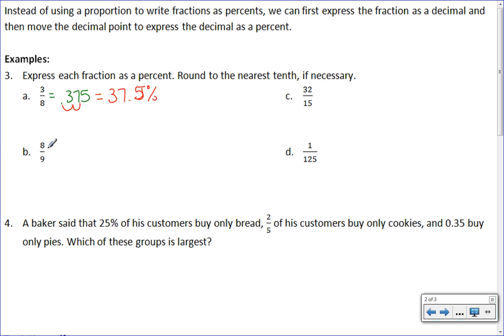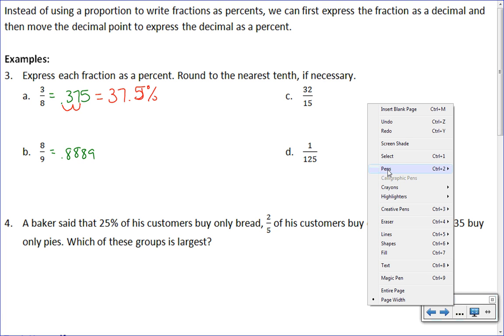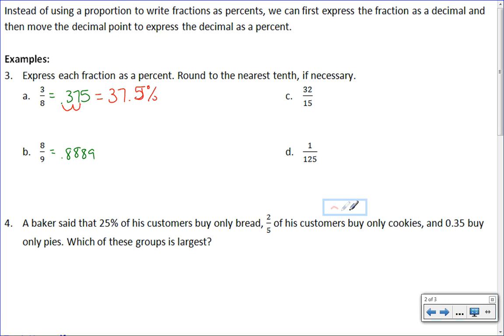So the same thing for B. We do 8 divided by 9. And that should come out to 0.888 repeating, so we'll round that up to 0.8889. And then when we move the decimal place to change it to a percent, move it once, twice, and the directions say to round to the nearest tenth, so this will be 88.9%.